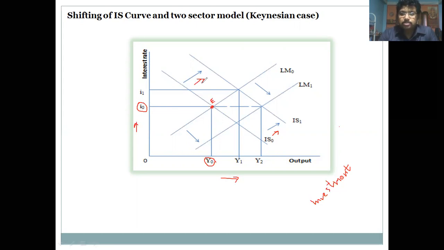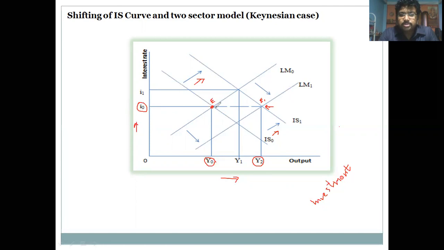So what happened? The new equilibrium is here. Suppose this point is E1. This is the new equilibrium, where the income is Y2 and interest rate is I0.